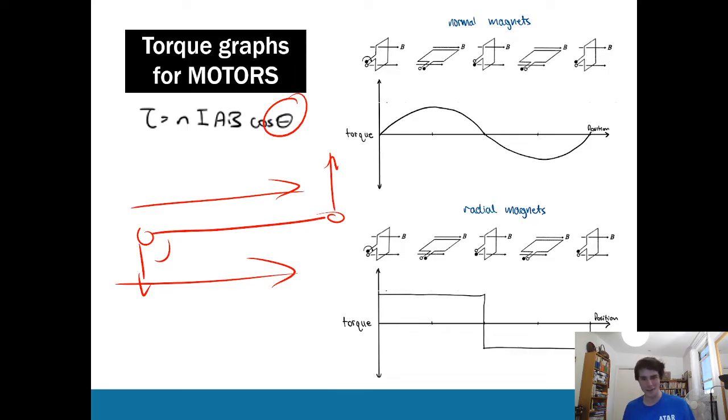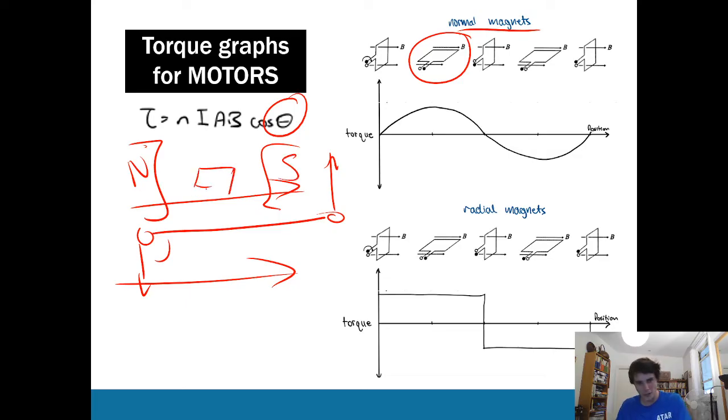The torque on your coil reaches a maximum, as you can see. This is a graph showing how the torque on your coil will work compared to where your coil actually goes. When I say normal magnets, I basically mean your classic coil setup where you've got a north pole on one side and a south pole on the other side, and your coil is stuck around like that. And so you've got a constant direction of magnetic field.